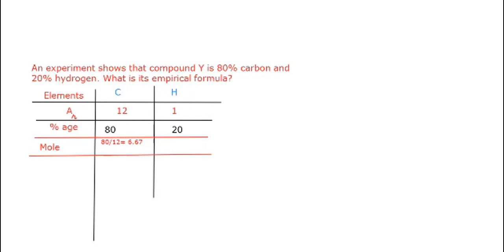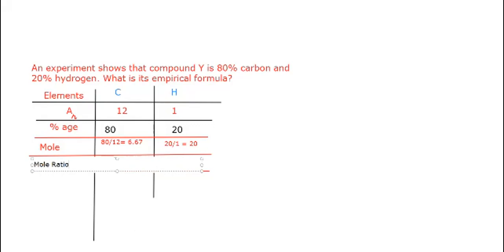Now, what about the moles of hydrogen? We know the mass of hydrogen here is 20, and divided by 1, it will definitely be equal to 20. So the next step that you need to understand here is that we need to find out the mole ratio. How can you find out the mole ratio in the simplest way?